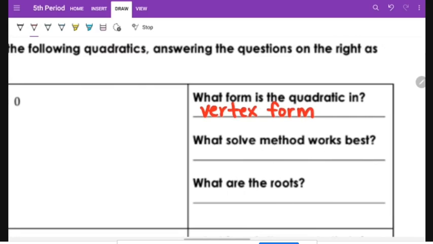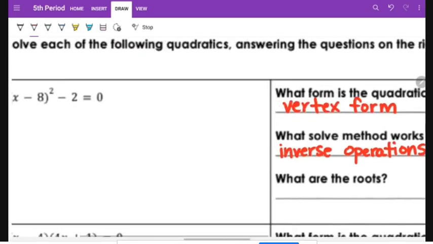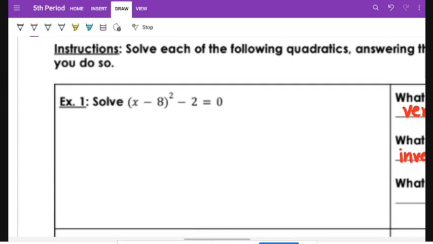And if it's in vertex form, how do we solve it? This is also on yesterday's page in the packet. What does it say? Right under vertex form, to solve for x, we use inverse operations. Thank you. To solve vertex form, we use inverse operations. This is what we practiced yesterday. So let's actually solve now.